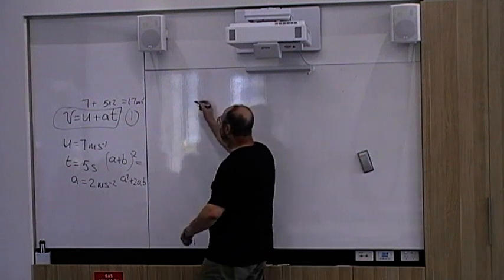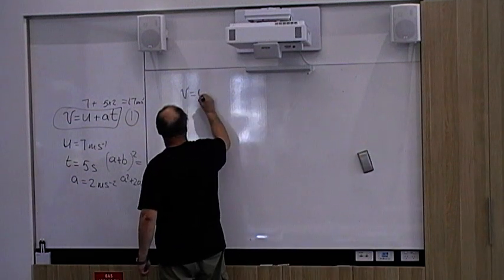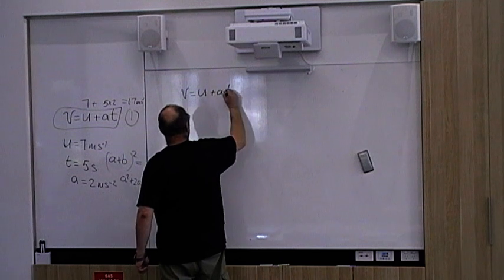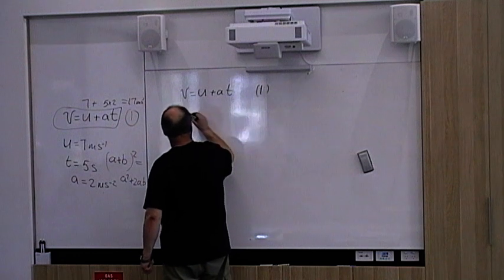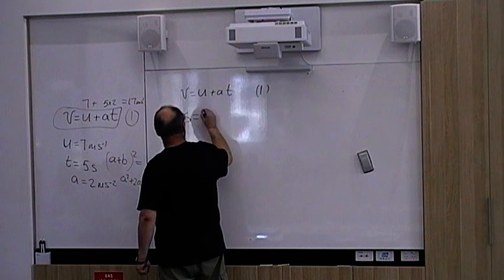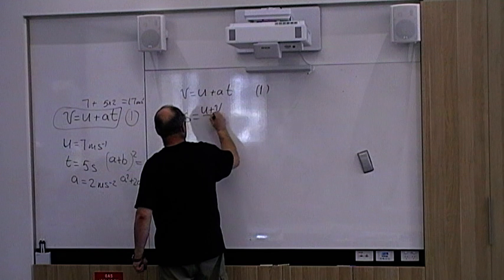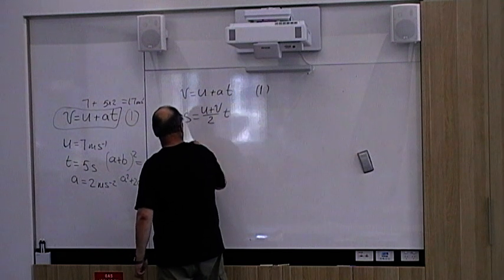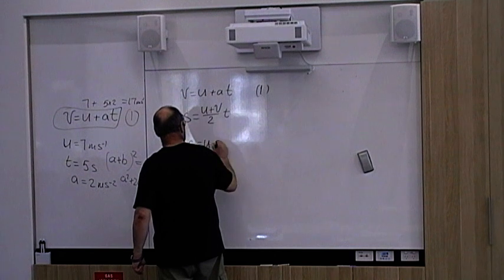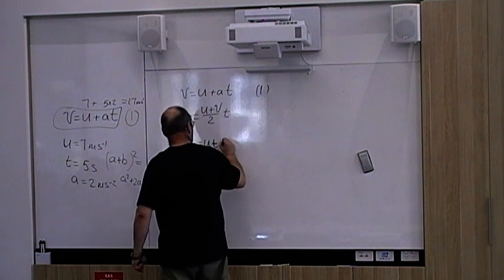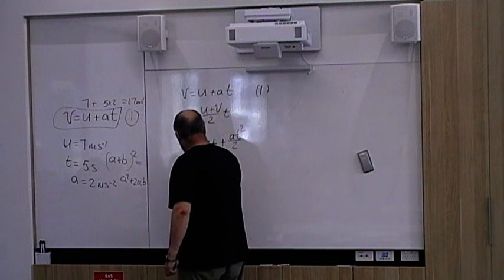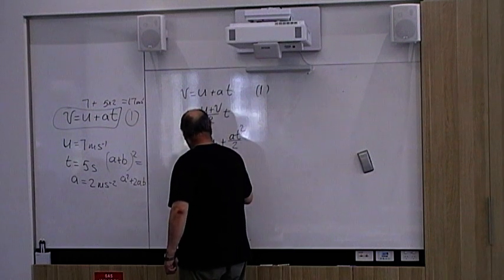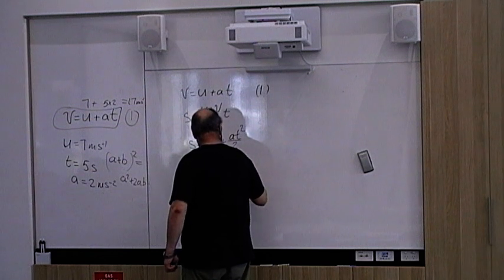So, equation number 1, we have V equals U plus AT. Equation number 2, we have S equals U plus V over 2 times T. Then we have S equals UT plus AT squared on 2. And we have V squared equals U squared plus 2AS.